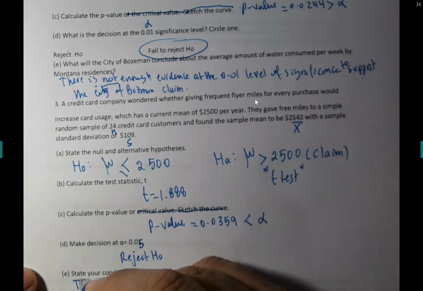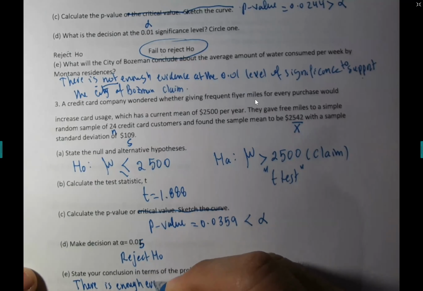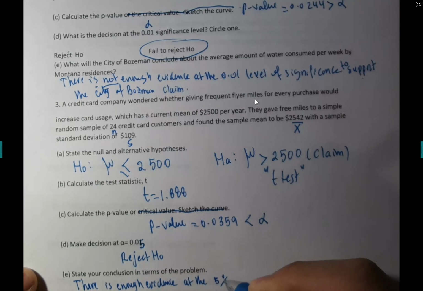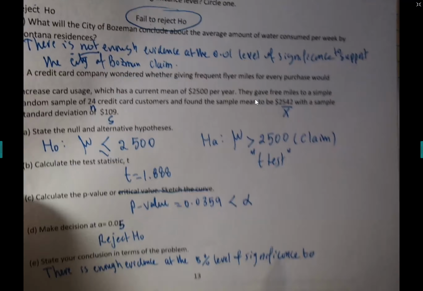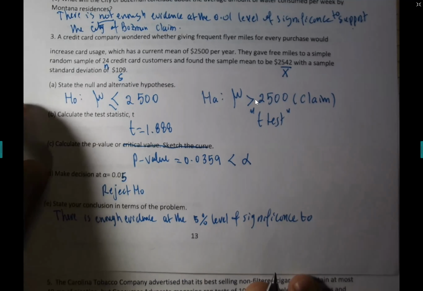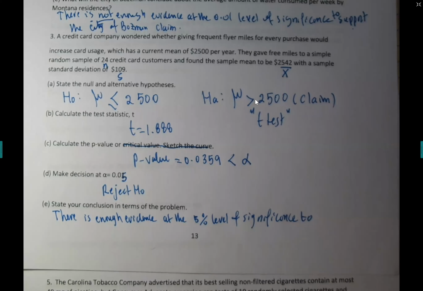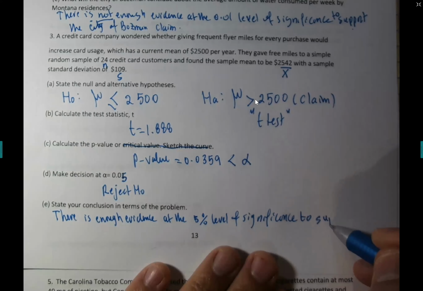So there is, we don't say there is not now, there is, because you reject H0. Enough evidence at the 5% level of significance to, okay, now my stat lab asks you to choose reject or support. Which word would you select? Support. Support, because the claim is in HA. We're supporting the claim.